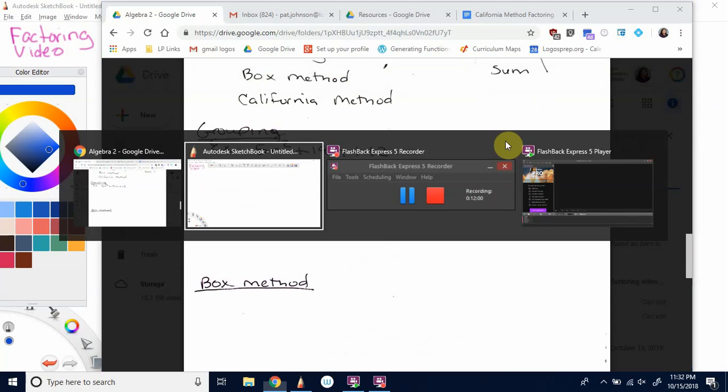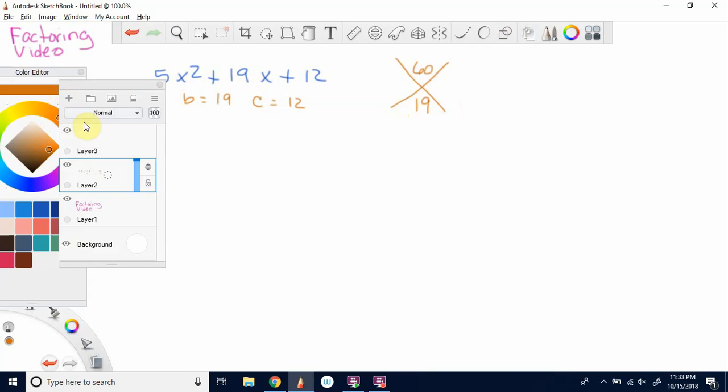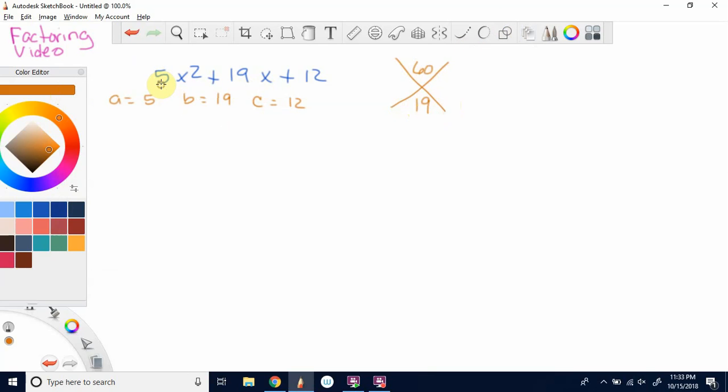So I'm going to change this in, and I don't know why I used n to x, just to not confuse things. So 5x squared plus 19x plus 12. So the first thing I'm going to do is identify what is a, what is b, and what is c. Then I'm going to make my little AC. So a times c is 5 times 12, which is 60. And then b is 19.